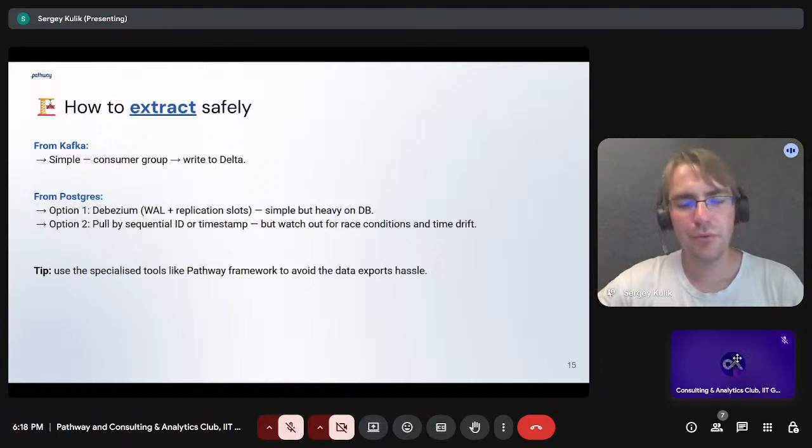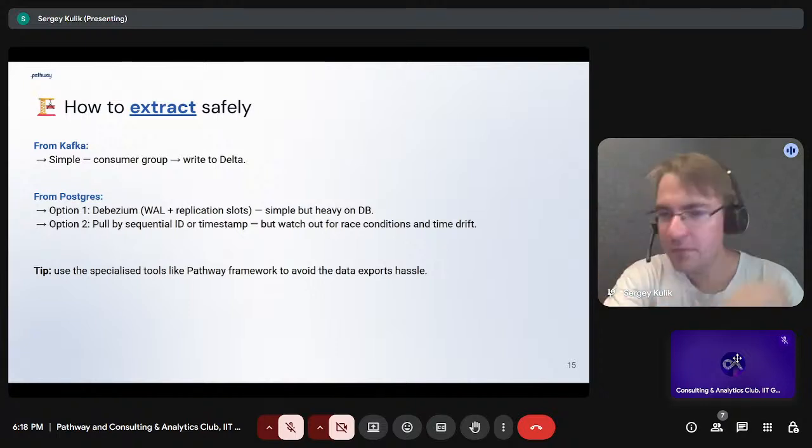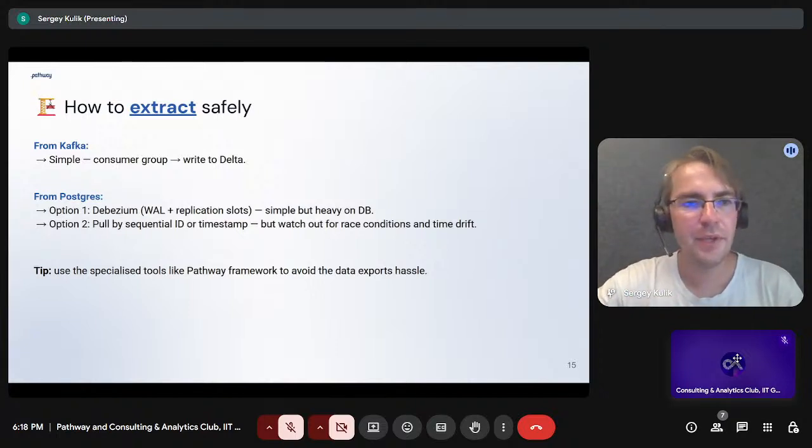Here we also develop this idea of extracting data. If we extract data from Kafka, we can create a consumer group that just reads the data and writes it to our Delta Lake. When we have Postgres or any other such system, it's much more difficult and it has caveats.